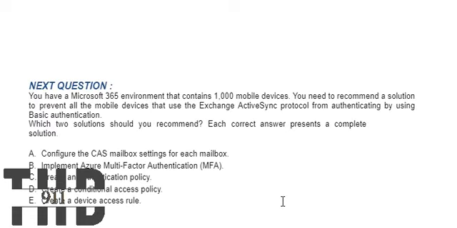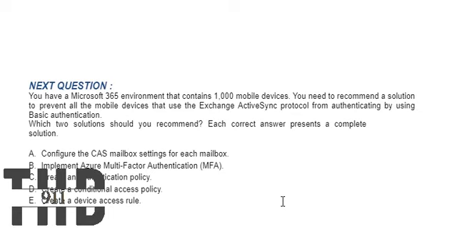Our question is, you have a Microsoft 365 environment that contains 1000 mobile devices. You need to recommend a solution to prevent all mobile devices that use the Exchange ActiveSync protocol from authenticating by using basic authentication. Which two solutions should you recommend?